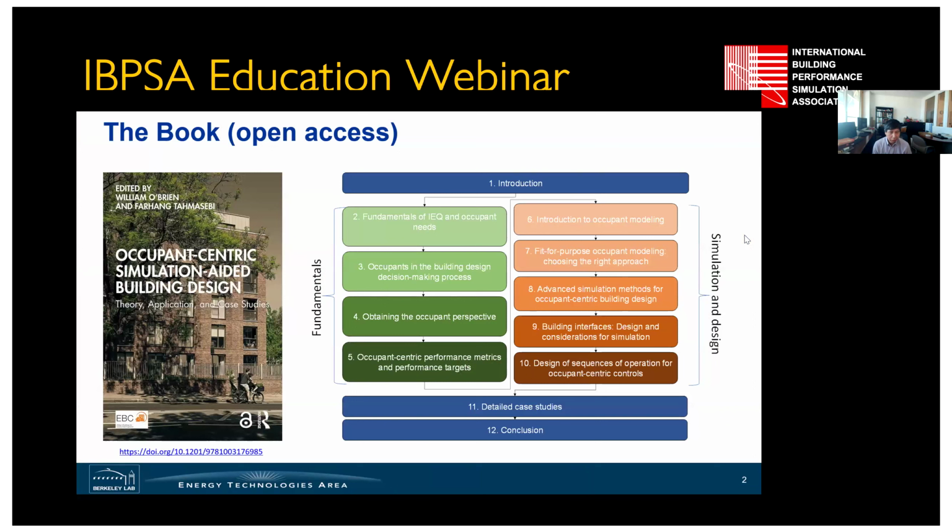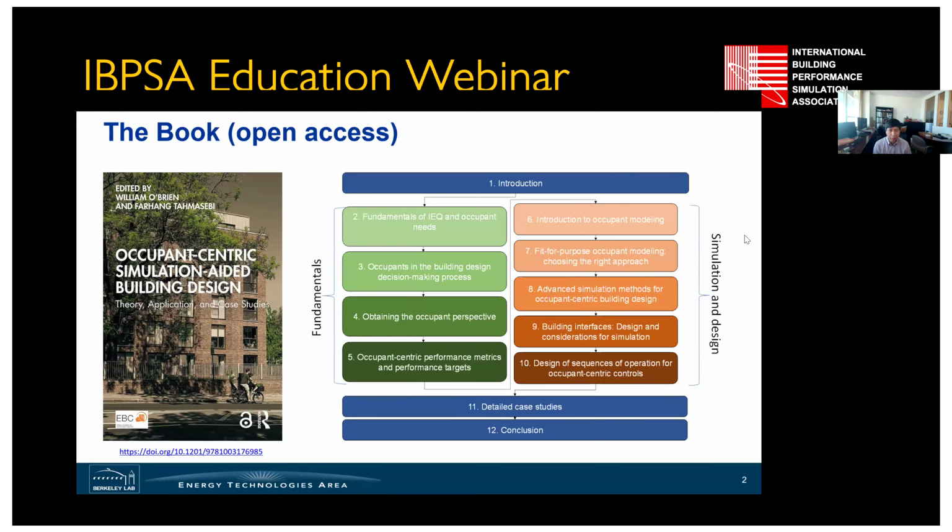So this is the book, and it's open access. There's a DOI link there. Feel free to go to that website and read the PDF, download it, and share it in ways that you would like. The book has a total of 12 chapters. There's an introduction about why about 30 of us wrote a book, and Liam and Farhan are the two co-editors, guiding these 30 co-authors for almost 2 or 2.5 years.